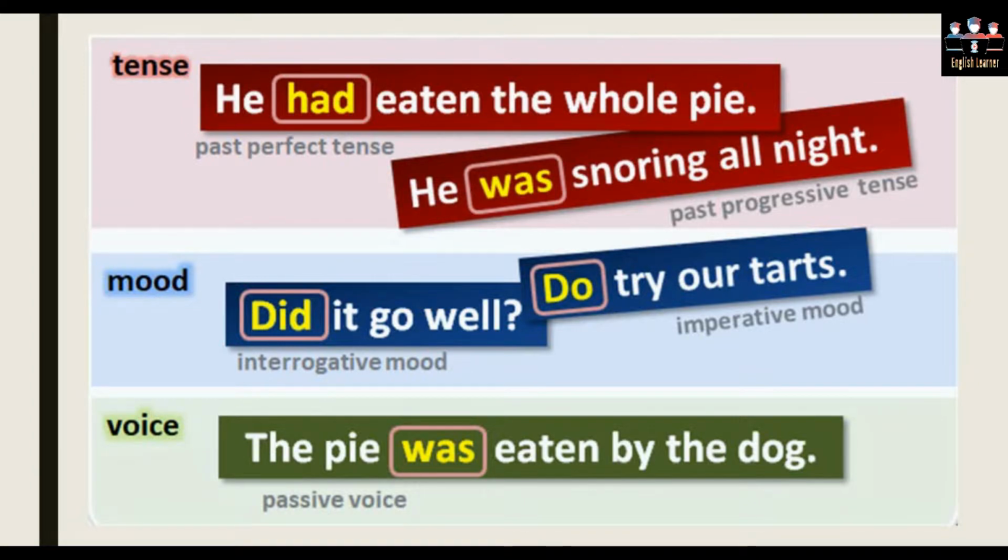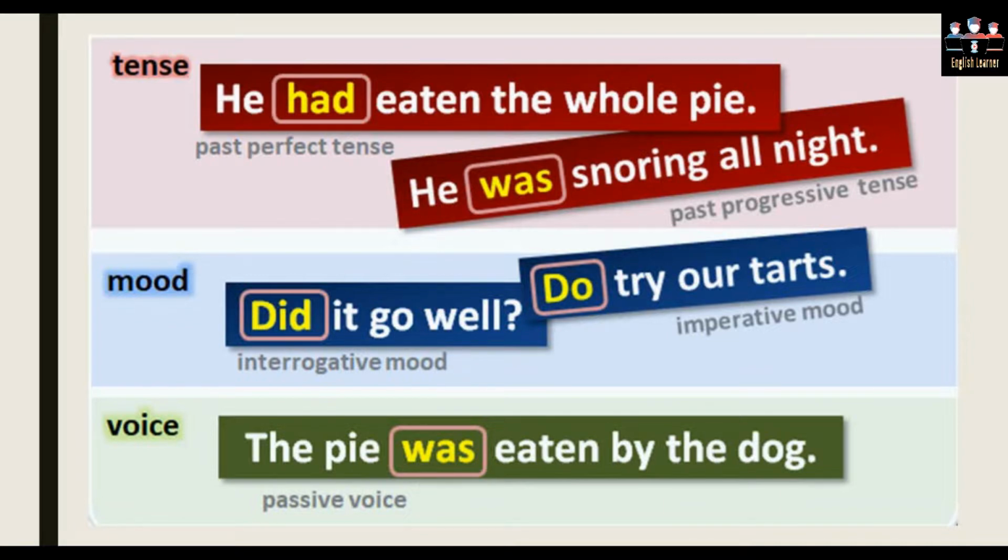Now we are going to look at comprehensive examples of auxiliaries depending upon their functions. Number 1, tense. Example in the tense is, he had eaten the whole pie. In this example, had indicates that it is the past perfect tense along with the main verb. It is acting as a helping verb.